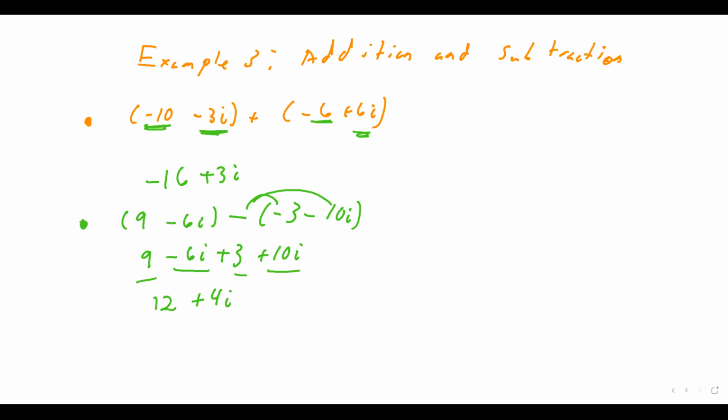Addition, you can go straight to combining, but with subtraction, make sure you distribute that negative so that you actually do the correct process. Or if you could see that this is 9 minus a negative, which makes a positive, and do that process, that's great. I just don't want you to make a mistake there.